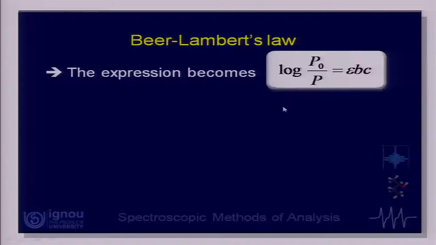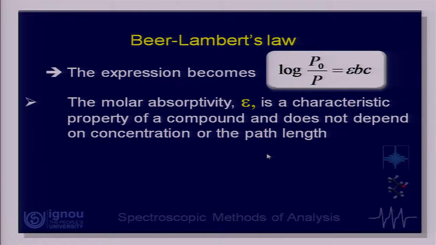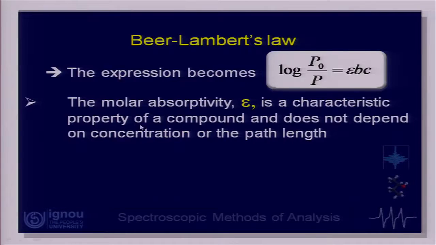If I am using the concentration in terms of moles per decimeter cube, absorptivity becomes molar absorptivity, and the expression gets modified accordingly. This is the expression for the Beer-Lambert law if I am using concentration in moles per decimeter cube. This molar absorptivity epsilon is a very characteristic property of the system, the compound, the organic compound or inorganic species I am trying to analyze. It does not depend on the concentration or the path length. It is an intrinsic property of the species.